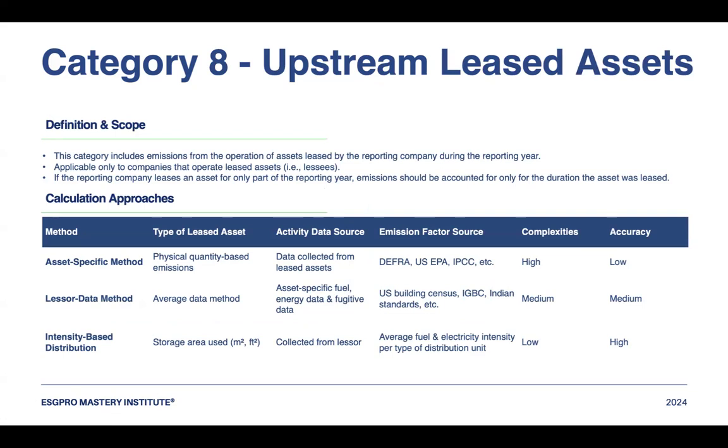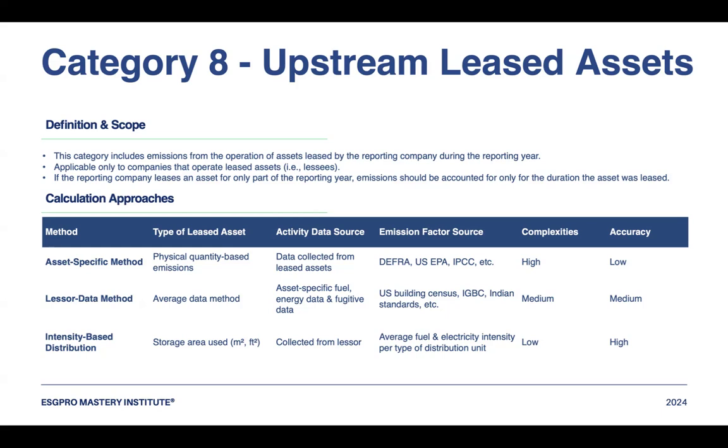What we do here for leased assets, again, is asset specific, like you have a forklift, you have lifting units like cranes, right? So based on which kind of asset it is, you need to get the emission factor. Emission factors are available from DEFRA, US EPA, IPCC. But the problem is physical quantity based emissions, right? How much diesel has been consumed by the crane, or electricity consumed by the crane, etc. So it is a little low accuracy method. Best is let your lessor provide you the data.